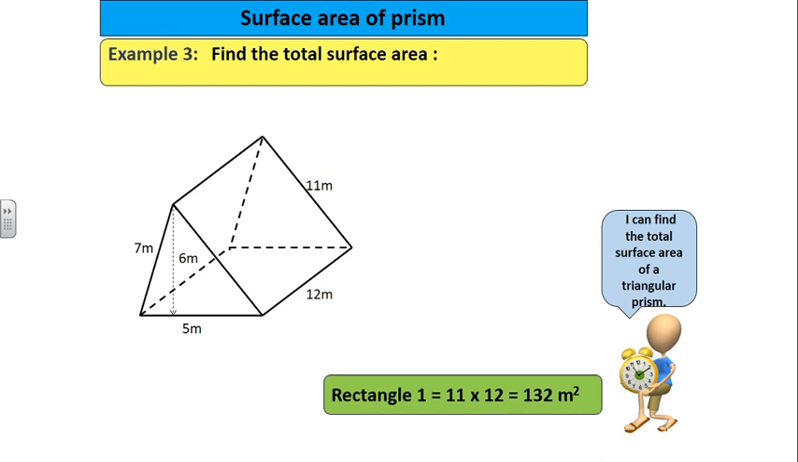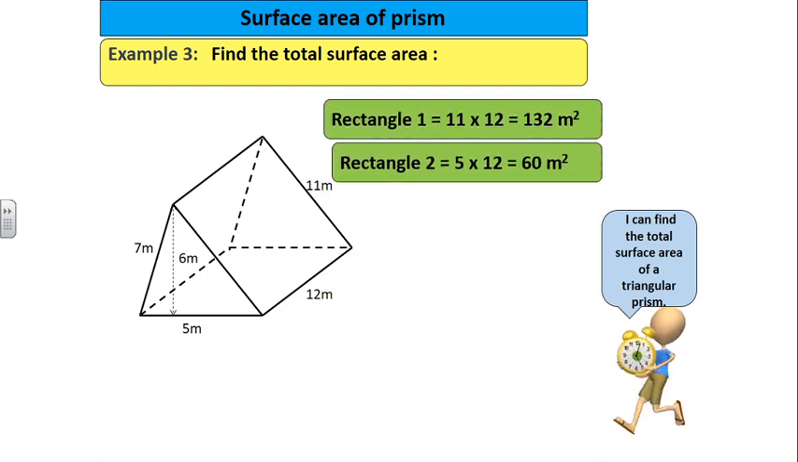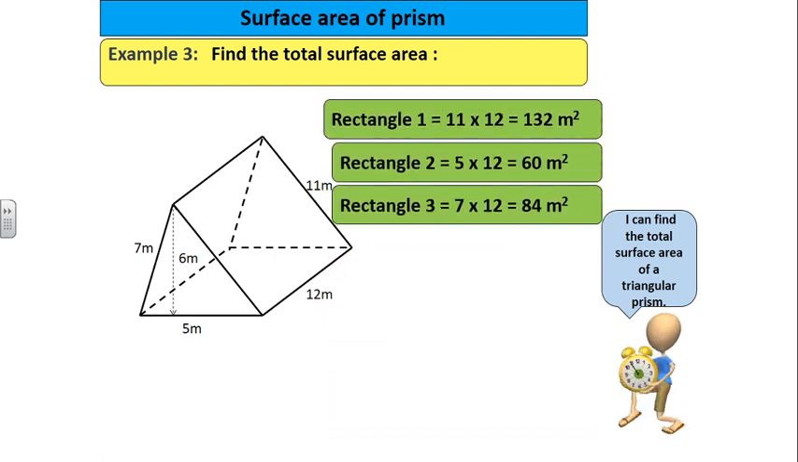Right, so the answers. Rectangle 1, rectangle 2, and rectangle 3 are there. So you've got the 132 comes from the one at the side here, 12 times 11. Rectangle 2 comes from 5 times 12, which is the bottom one. And then the other side is 7 times 12. It's 7 down, 12 across.